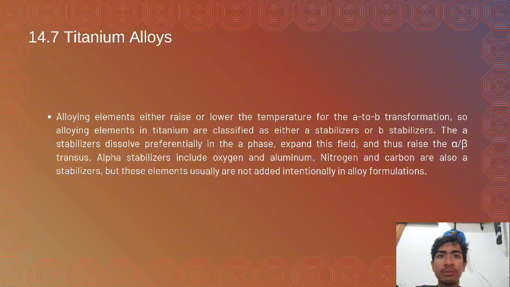Like iron, titanium is an allotropic element. Titanium has a hexagonal close-packed crystal structure called alpha phase at temperatures below 885 degrees Celsius. When the temperature of pure titanium reaches 885 degrees Celsius, the crystal structure changes to a BCC structure. The high temperature BCC structure of titanium is referred to as the beta phase, which persists at temperatures up to the melting point.